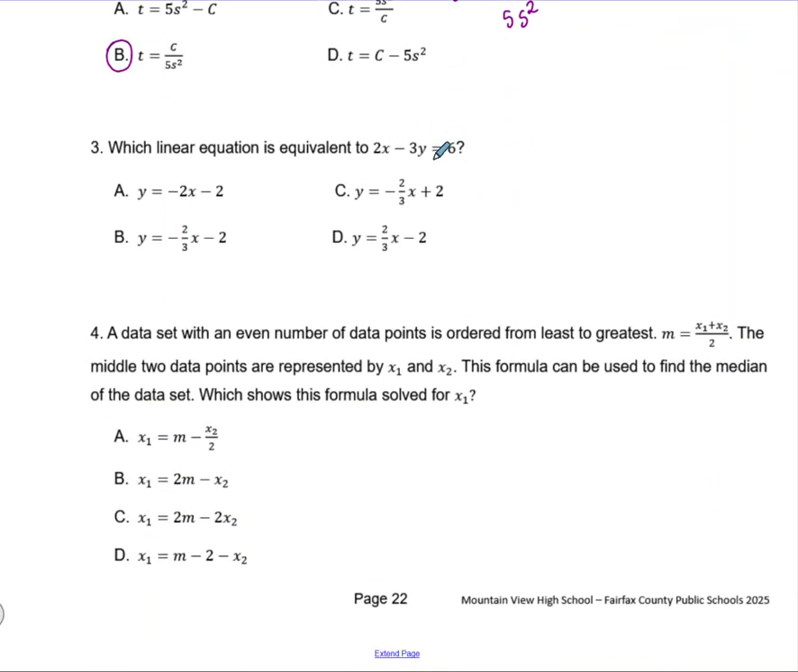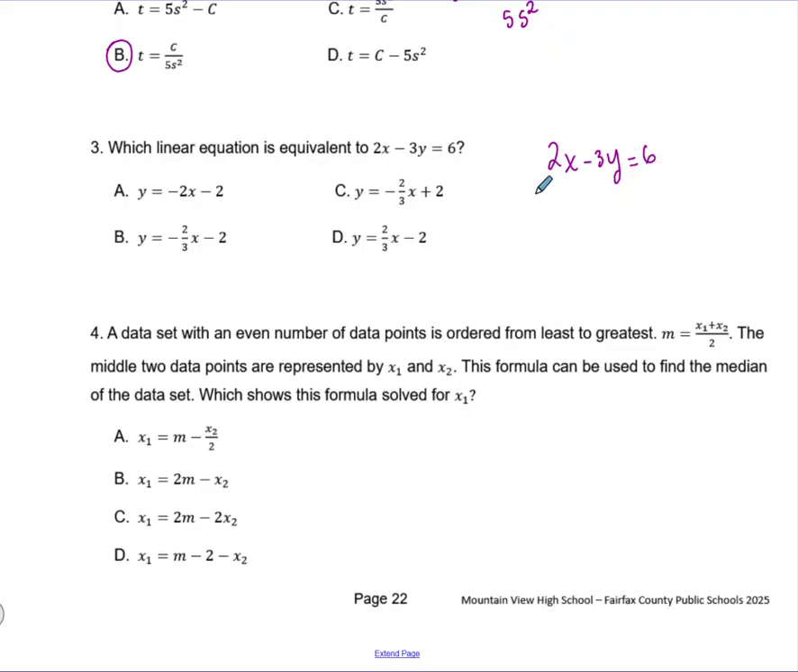There's two more. So you have here which linear equation is equivalent to this. So it's not necessarily telling us exactly what to solve for, but if you notice in the answer choices, everything is solved for y. So we're going to take our equation and we're going to go ahead and solve for y.